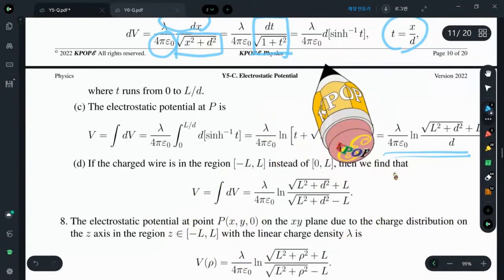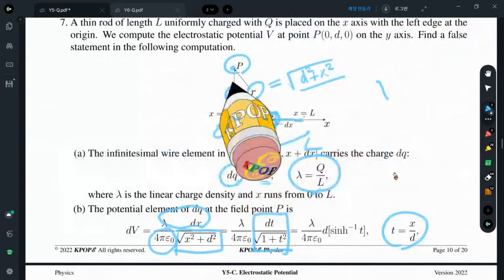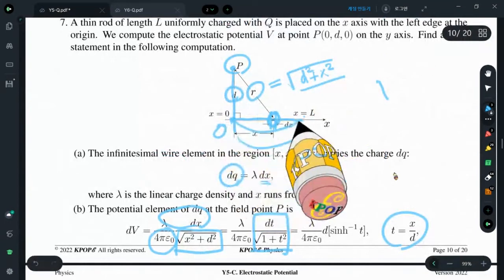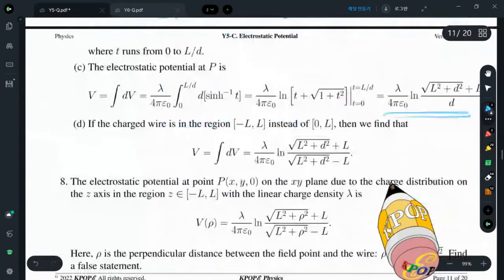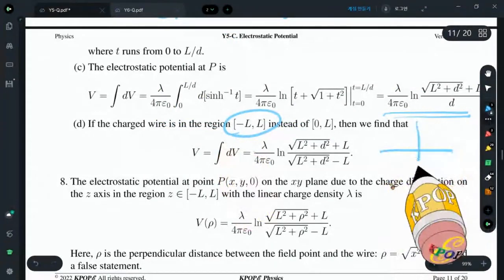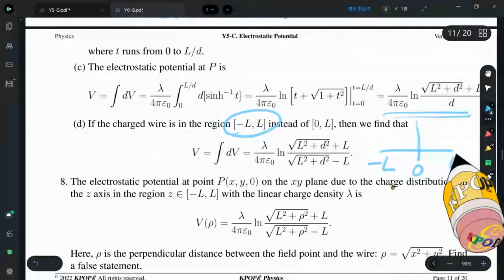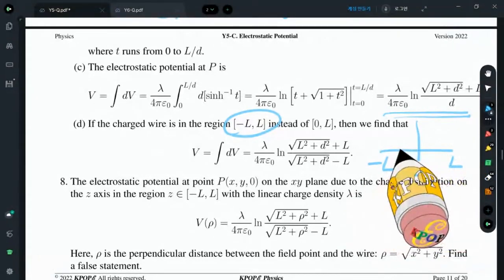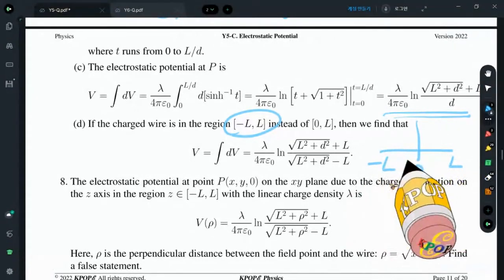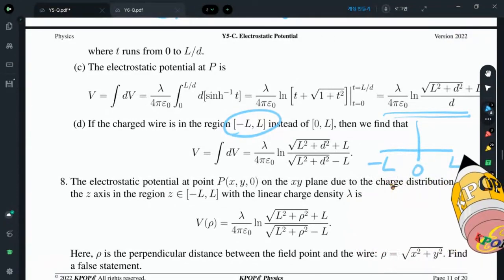In case this is the result for the case the charge distribution is from the origin to L. What happens to the case when the distribution is over minus L to plus L? And then we can take the limit as L goes to infinity. Then it becomes an infinitely long straight wire.